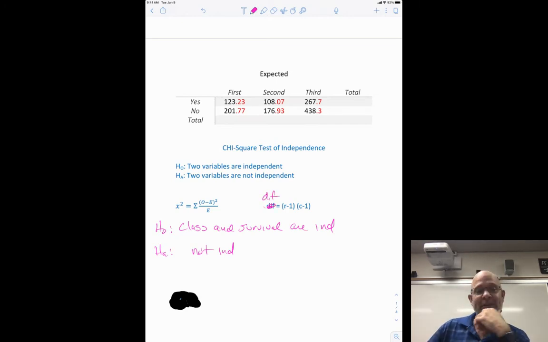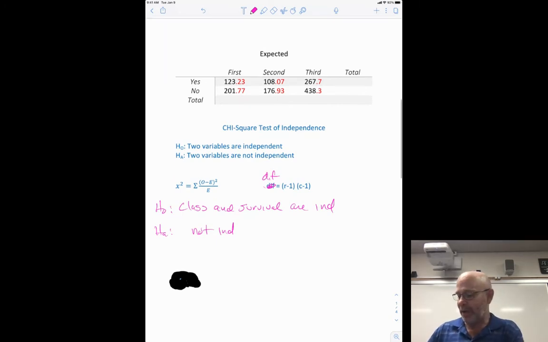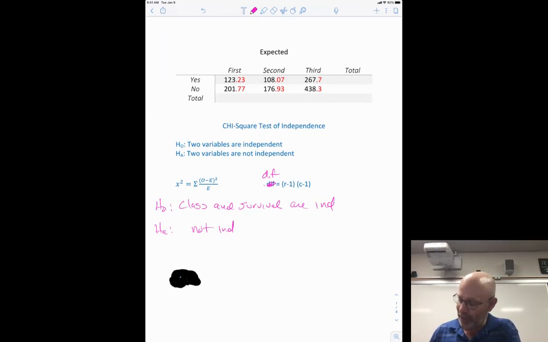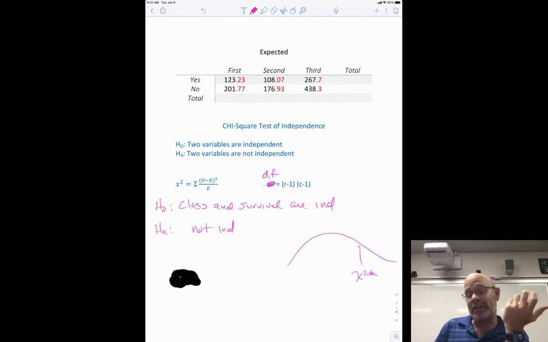Degrees of freedom is found the exact same way: rows minus 1 times columns minus 1. This is a 2x3 matrix. So let's go through the work. Let's not draw that normal, because it's not really normal, right? It's skewed right, so it's kind of like this. We have a critical value, which we're going to find by using the chart. It's a 2x3, so 1 times 2, which is 2 degrees of freedom.